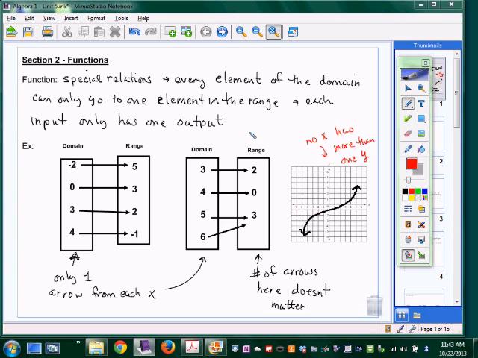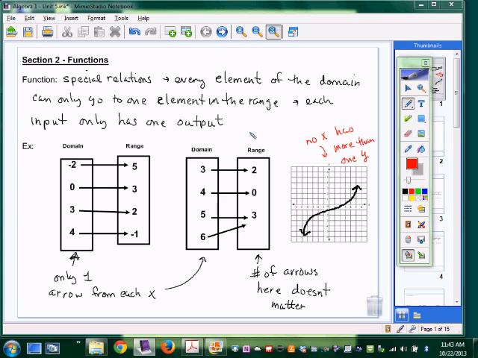Every element in the domain can only go to one element in the range. So for every input, you can only get one output. So if I plug 2 in, I can't get like 5 and 7. I can only get 5, or I can only get 7. Okay, so when we have the mapping, you're going to look at the domain, and you're going to check the number of arrows. As long as there's only one arrow, you're good.